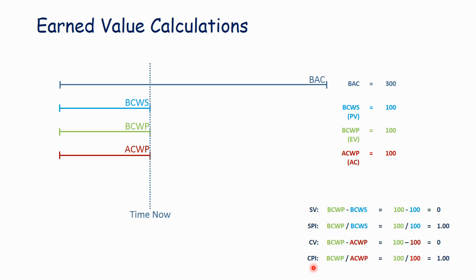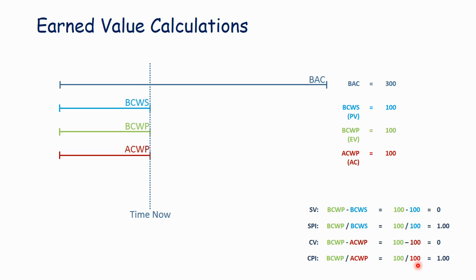And too, there's a ratio for this as well, the cost performance index. It's the ratio of the work you performed, the earned value you took, over the actual cost you incurred. And so in this case, we spent 100 hours to do 100 hours worth of work. 100 over 100 is 1. A CPI of 1 means we're on budget.